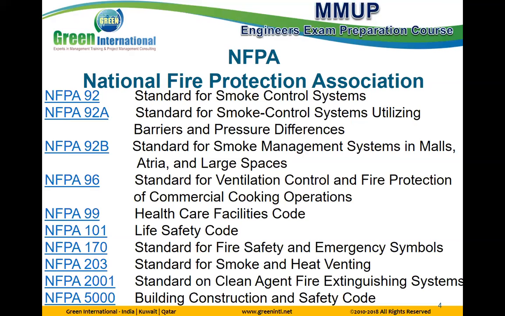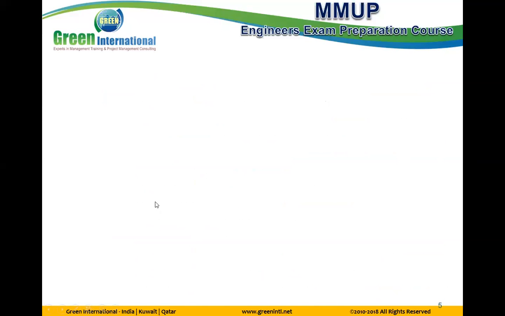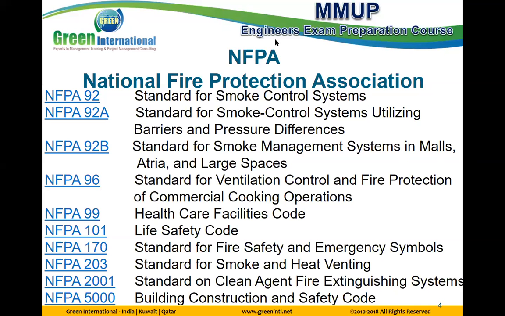96 is the standard for ventilation control and fire protection of commercial cooking operations. It means we focus on commercial cooking with 96, anything related to the kitchen. This is the focus of NFPA 96.